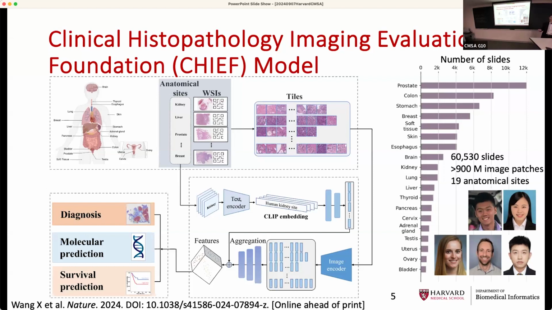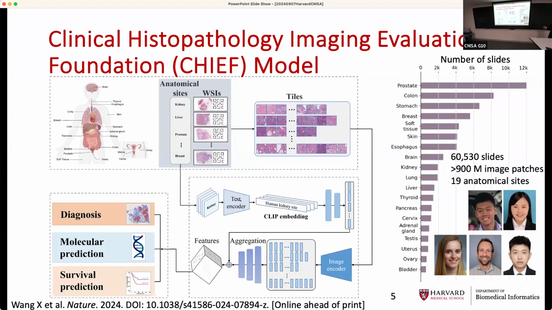And the second group is about molecular prediction, essentially predicting what type of genetic variations our patient has, and we can use those pieces of information to recommend the most suitable treatment for individual patients. And the last one is on survival prediction, predicting the treatment response and how long our patient would survive under the standard treatment.